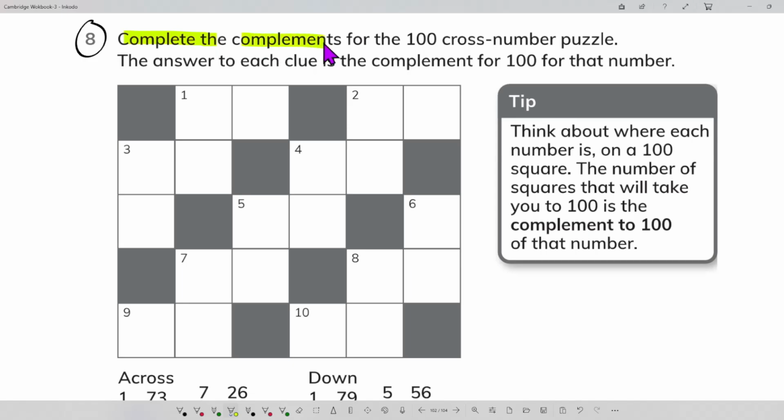Complete the complements for the 100 cross number puzzle. The answer to each clue is the complement for 100 for that number. Here is a tip. Think about where each number is on the 100 square. The number of squares that will take you to 100 is the complement to 100 of that number. Look, it's a very simple thing.